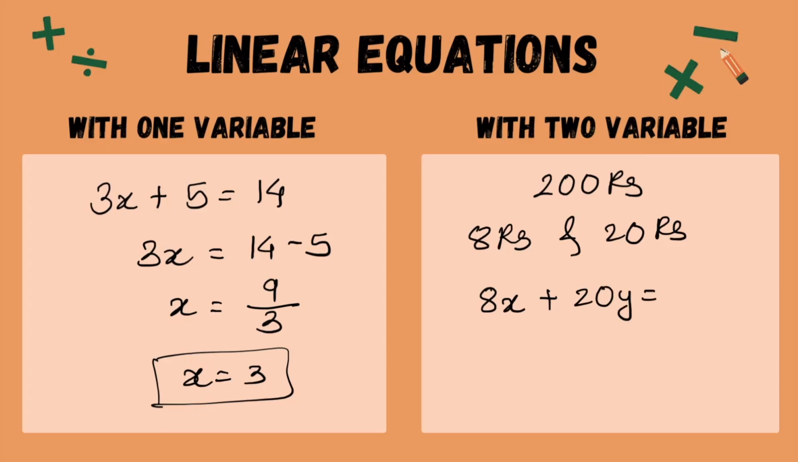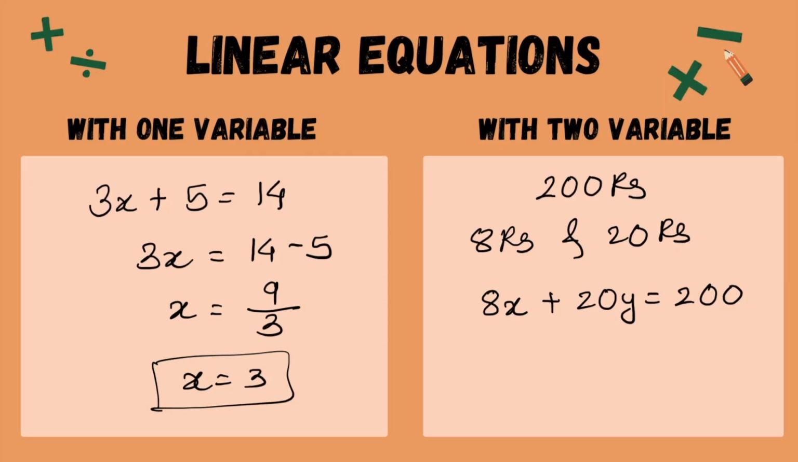That is 8x plus 20y equal to 200. That, my friend, is a linear equation with two variables, x and y. The standard form of this equation is ax plus by equal to c, where a, b, c are real numbers and a, b are non-zero numbers. The word linear means the variables have a power of 1. No squares, no cubes, just plain x and y. Clean and simple.